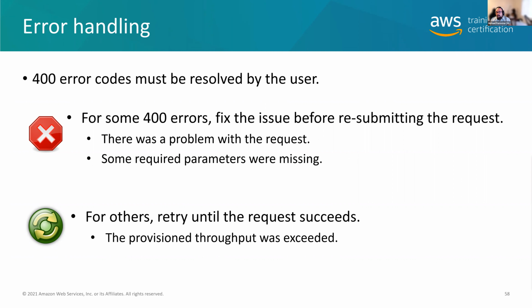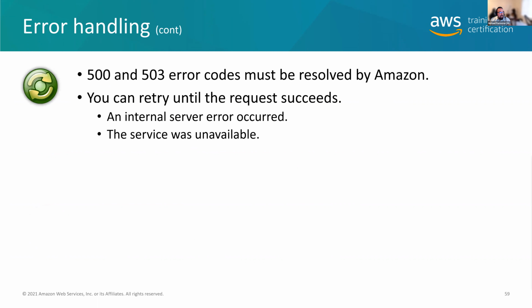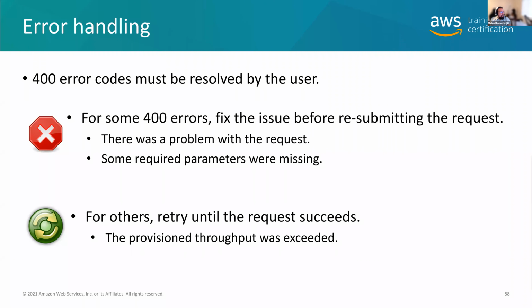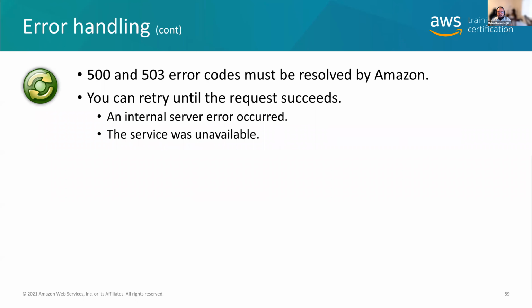For others, like 500s and 503s, those are going to have to be resolved by Amazon, so you can retry until the request succeeds. But any other error, you're typically going to retry, or you might put logic in there that says, hey, if the provisioned throughput was exceeded, increase it by 10 and try it again. I know some people who've done that, but honestly, just turn on demand at that point. Why force yourself to have to manage that at a code level? Just turn on demand for that. And I think I talked about 500s and 503s already.